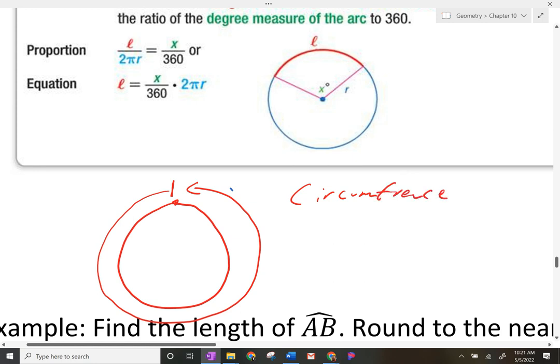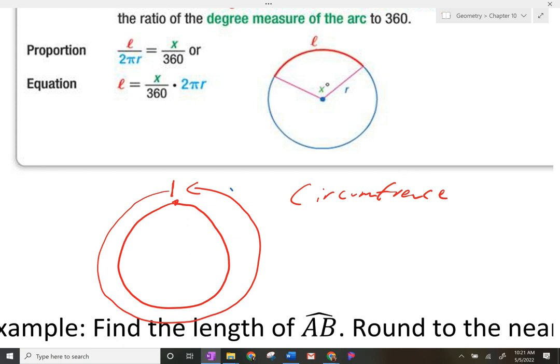Okay, the circumference is that entire distance around the outside of the circle. When we have that little percentage, that little sliver of a circle, we don't need to go all the way around the entire circle. We just want to go across a portion of the circle. And the way we can figure out the portion of the circle is by using a percent.